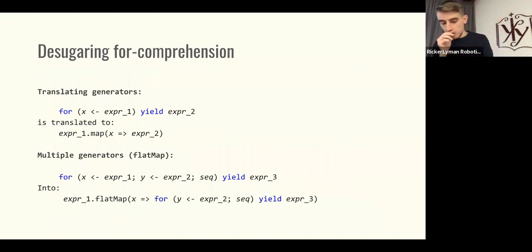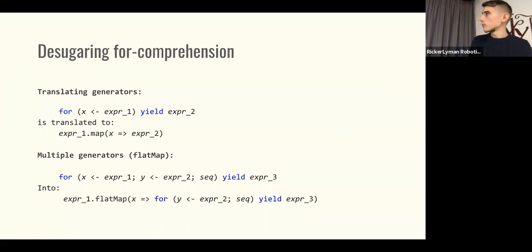And when you have one generator, this kind of for expression will be translated into a map call. This is the same as mapping through the list. And you can use it with, for instance, the option as well. Option has a map function on it.